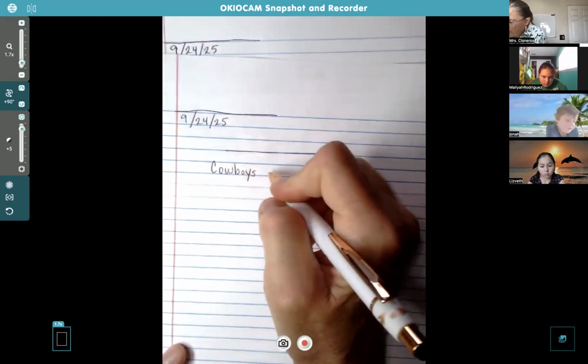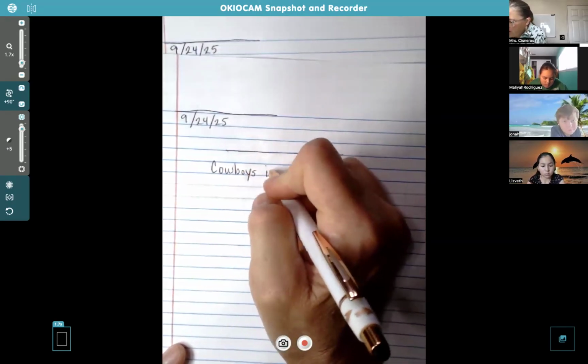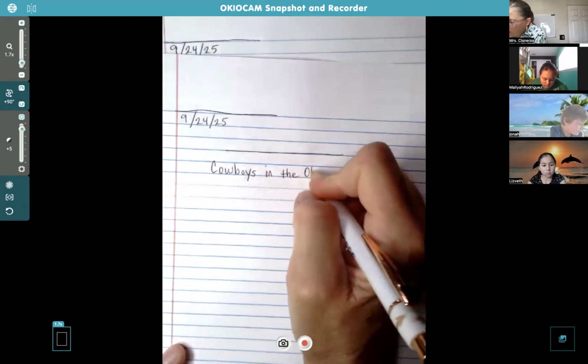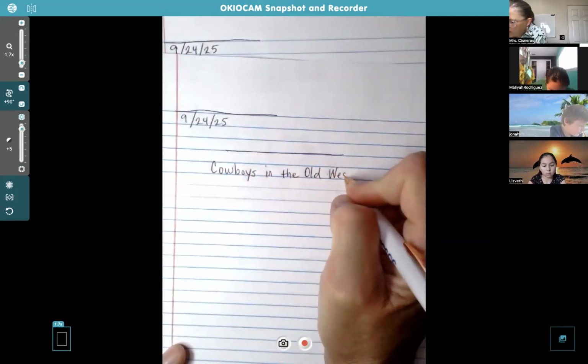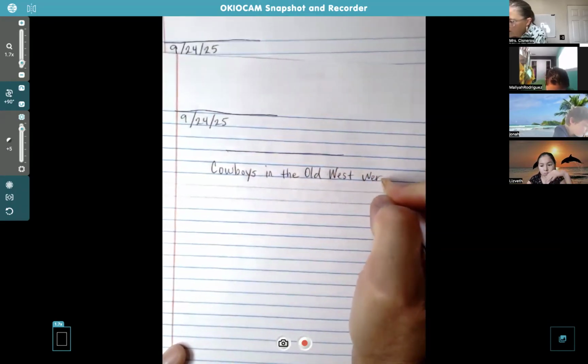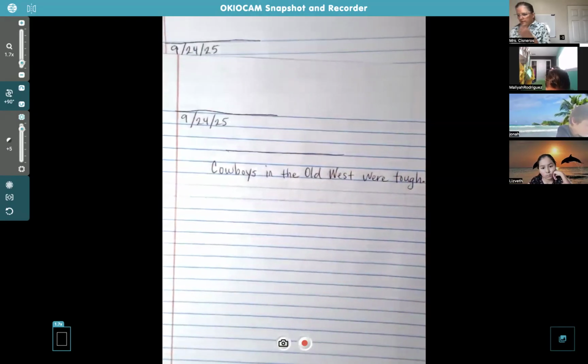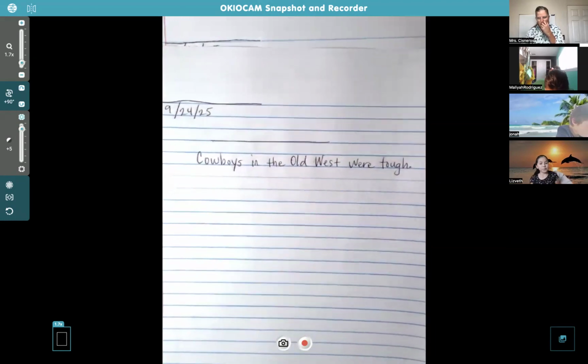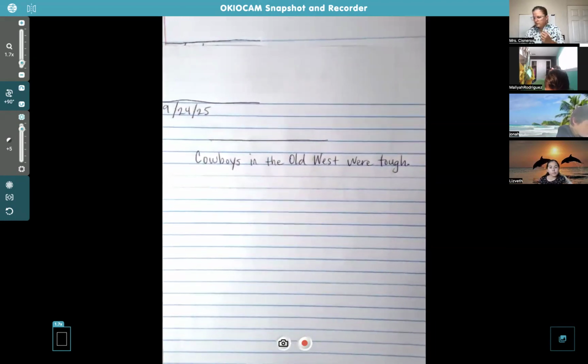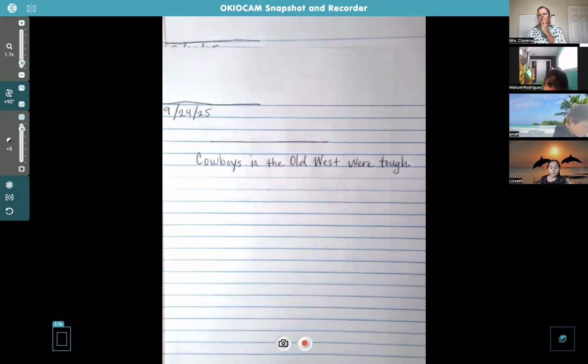for the paragraph. Cowboys in the Old West, and make sure you capitalize those, were tough, period. You already wrote that, Elizabeth? That was quick.